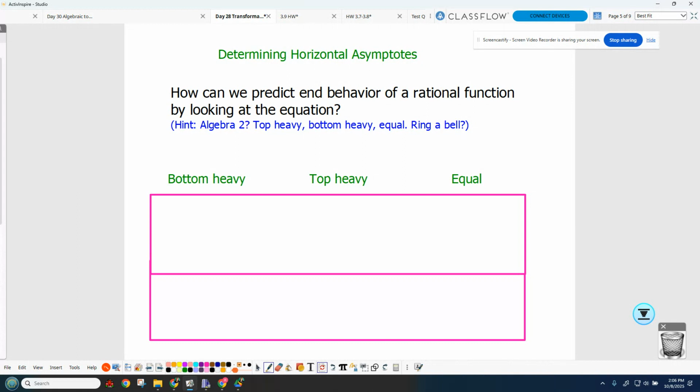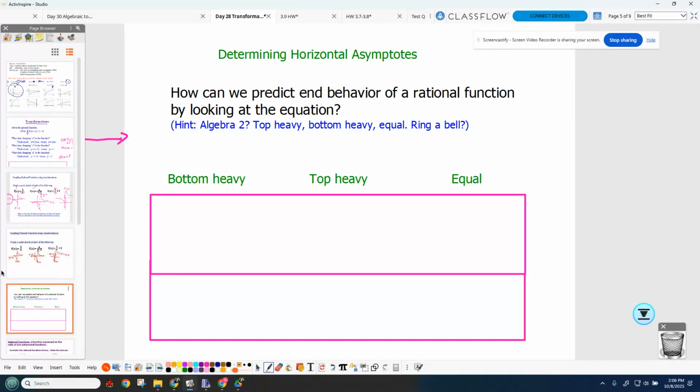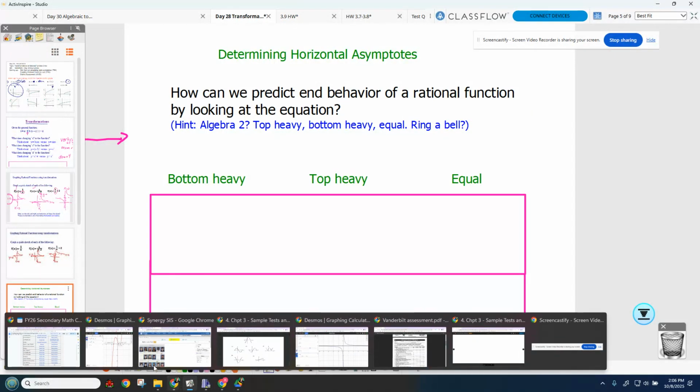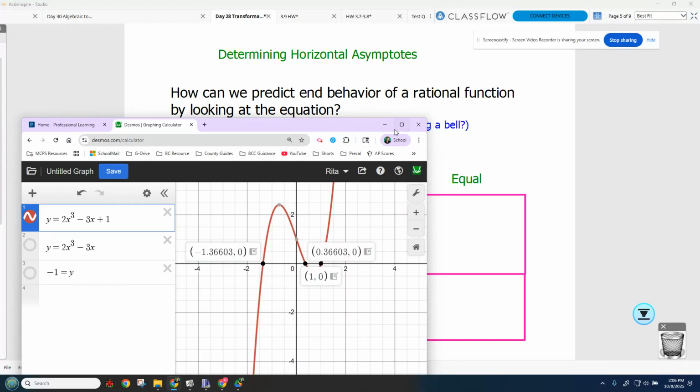A horizontal asymptote is a line that the function's going to approach at one end of infinity or the other. And they have been lying to you. Do you know that the function's allowed to cross the horizontal asymptote? What? Yeah, it can, it does, it will. It's not a violation. Let me show you if I can find Desmos again.